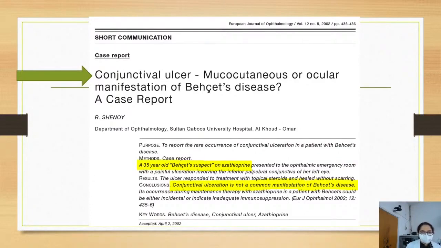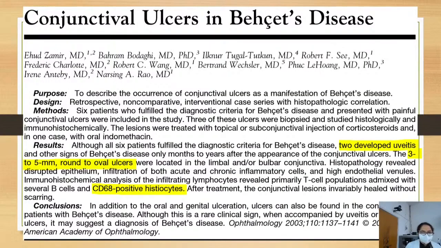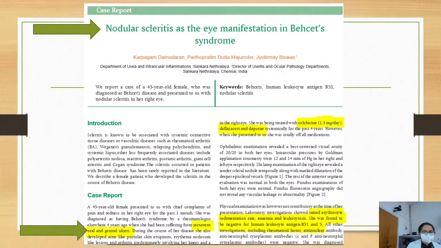They reported a 35-year-old Behçet suspect on azathioprine who presented with a conjunctival ulcer, which was subsequently treated with immunosuppressants. This was also a case report on conjunctival ulcers. They took a biopsy from these ulcers and found it positive for CD68 positive histiocytes. This is a rare presentation of Behçet's disease, reported by Shankar Netralaya.